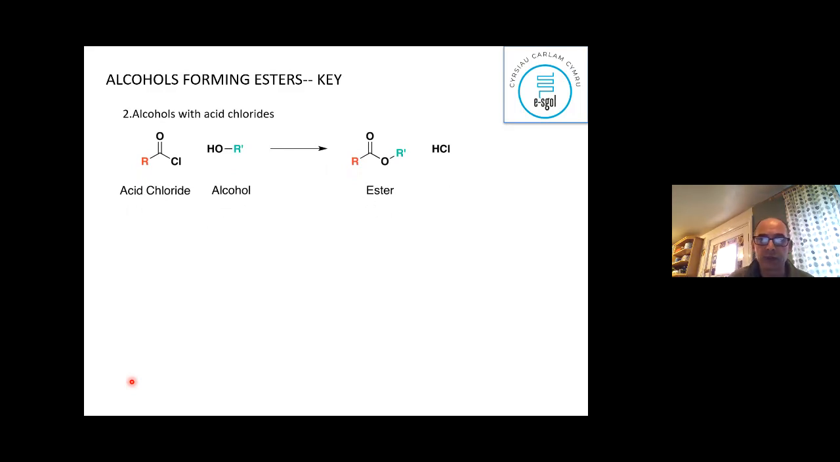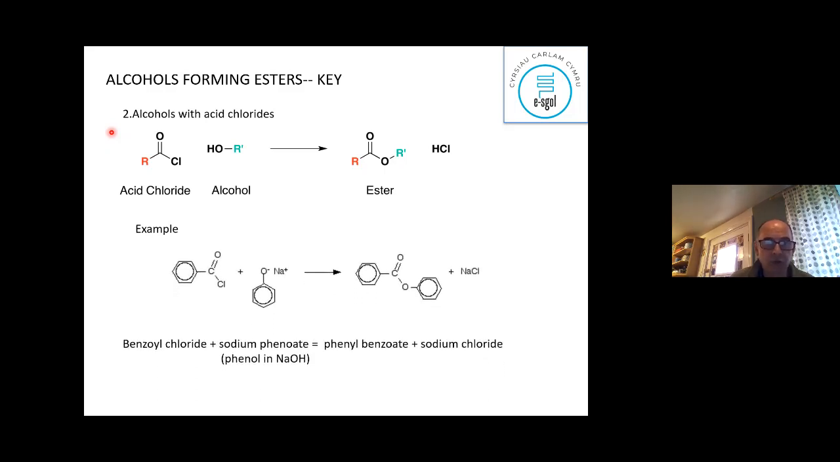Alcohols with acid chlorides also make an ester, and we're going to have a look a bit more at acid chloride reactions in a few slides later on. Example, benzoyl chloride and sodium phenolate equals phenyl benzoate and sodium chloride. That's just the phenol in sodium hydroxide, and we form the ester. So alcohol plus carboxylic acid makes an ester, and an alcohol and an acid chloride also makes an ester.